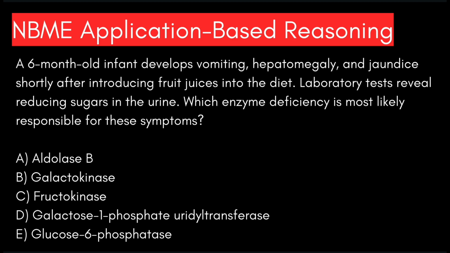Next question, we have a 6-month-old infant that develops vomiting, hepatomegaly, and jaundice shortly after introducing fruit juices into the diet. Laboratory tests reveal reducing sugars in the urine. Which enzyme deficiency is most likely responsible for these symptoms?